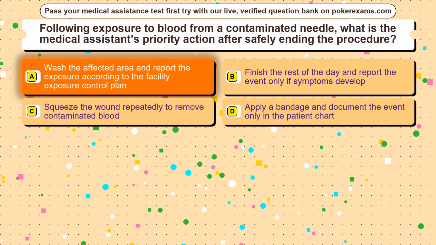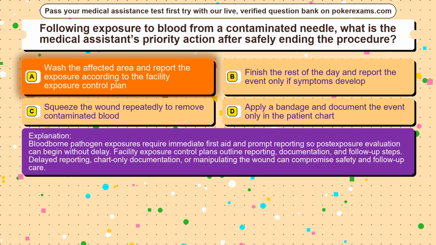The correct answer is option A, wash the affected area and report the exposure according to the facility exposure control plan. Bloodborne pathogen exposures require immediate first aid and prompt reporting so post-exposure evaluation can begin without delay. Facility exposure control plans outline reporting, documentation, and follow-up steps. Delayed reporting, chart-only documentation, or manipulating the wound can compromise safety and follow-up care.